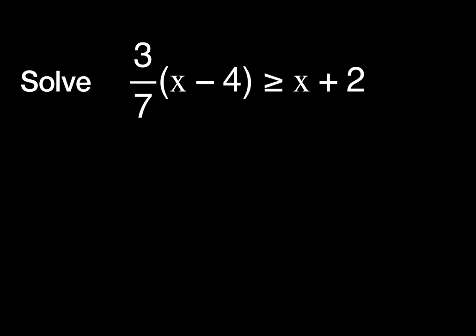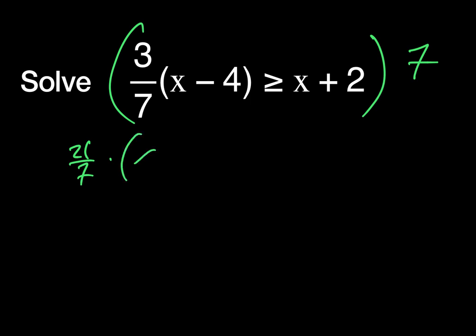Moving on now, solving. Solving processes are first simplify and then move variables around. All right, so simplifying first, a couple ways to go about this. I'm not a fan of fractions in having to deal with them all the way throughout. So what I'll typically do is multiply everything by the common denominator. And the common denominator is 7. So when I do that, I'll have 21/7 times x minus 4 greater than or equal to 7x plus 14.